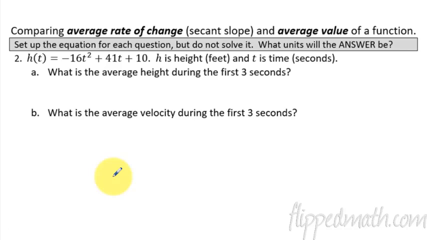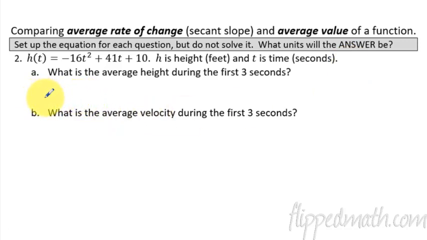So we're going to compare the average rate of change, which is talking about the secant slope, versus the average value of a function. And we want to make sure we have those straight because they come up so often on an AP exam. What is the average height during the first 3 seconds of this thing? So we have h of t equals blah, blah, blah, blah. And h is the height in feet, t is the time in seconds. We're going to set up the equation, but we're not going to solve it. But I also want you to focus on what units the answer will be in.